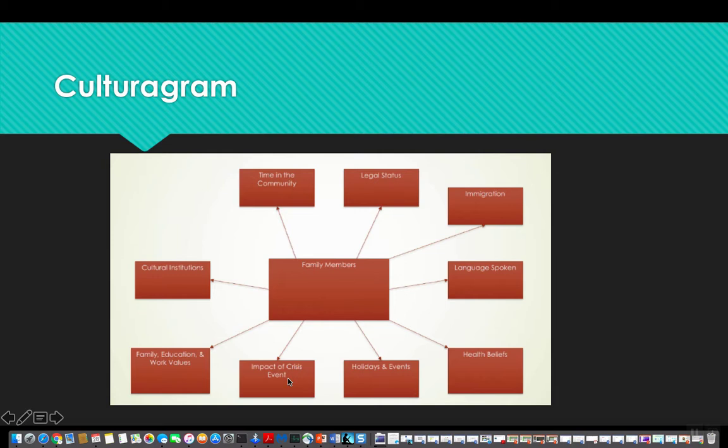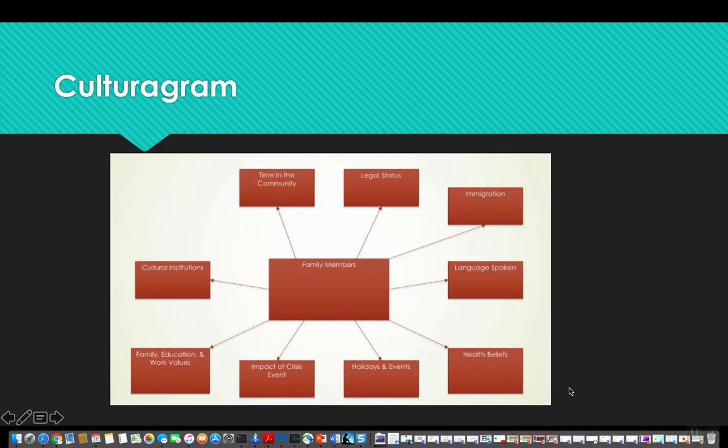Also, family education and work values. What are the family values in terms of work? What are their beliefs in terms of that, and how does the family process their communication? And also, cultural institutions. Is the family involved with social clubs, churches, temples, mosques? So remember that religion and spirituality are very important to understanding the culture of a family.